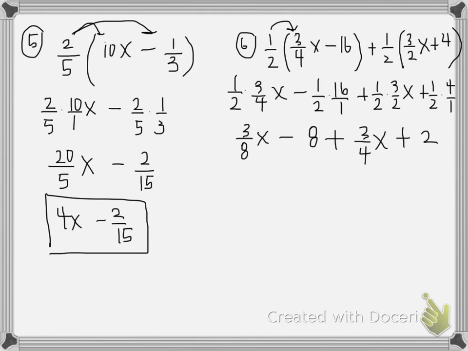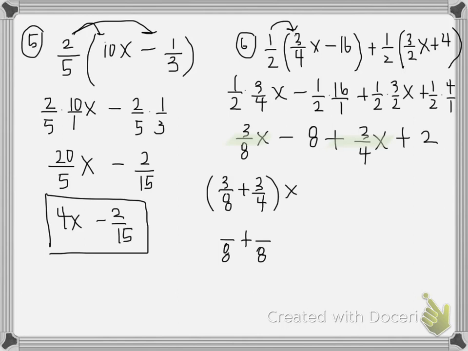Okay, combine your like terms here. To combine those x's, we need to get a common denominator. So I've got 3/8 plus 3/4 x. Well, what is my common denominator there? It's going to be an 8. Good job.